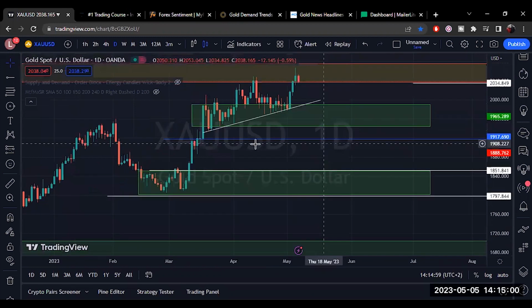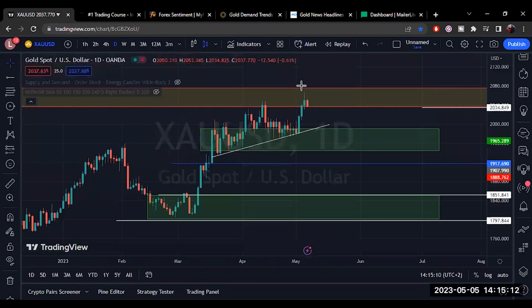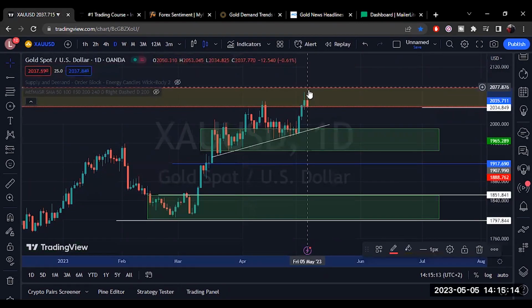area of value, and I'm saying to you guys in this whole thing, if you read it properly, that we're going to have to wait for price to open up these supply. So if this gets opened up, if price pops this supply, remember this is going to be a major turning point, right? If price pops this supply, then we can expect some sell side pressure, and I think it started, right?